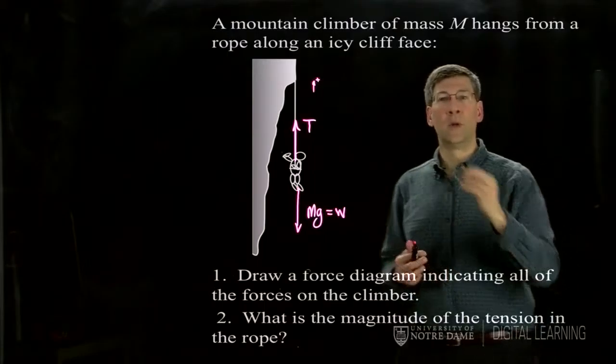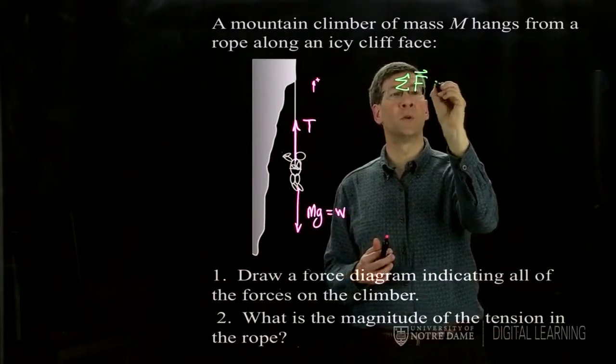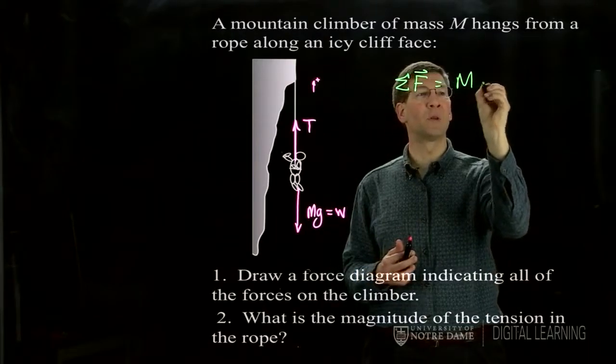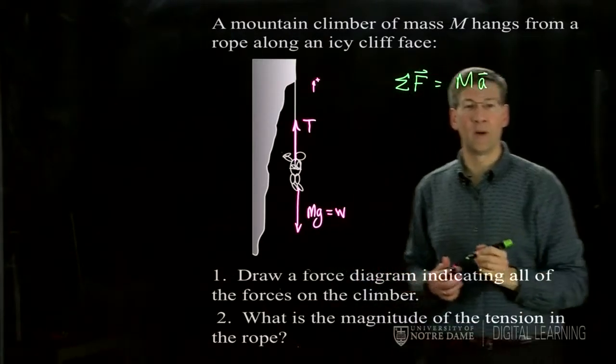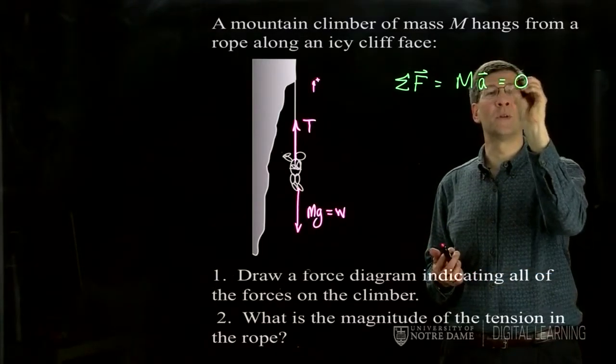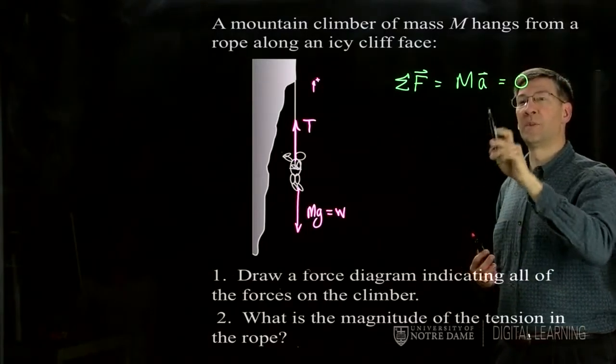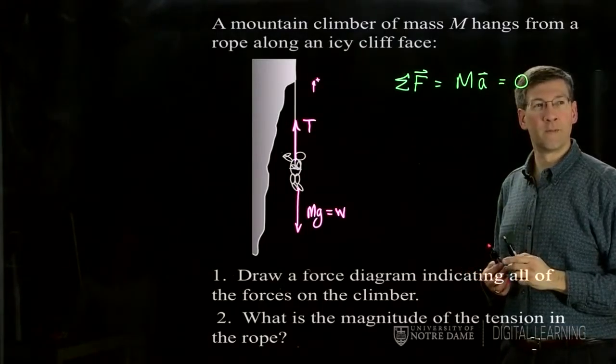And so we can write down Newton's laws. The sum of the forces is going to be equal to the mass of the climber times the acceleration of the climber. Because the climber is stationary, then the acceleration of the climber is equal to 0. So this equation is always true. It's a special case here that we have 0 acceleration.